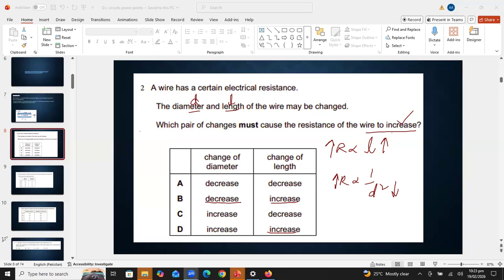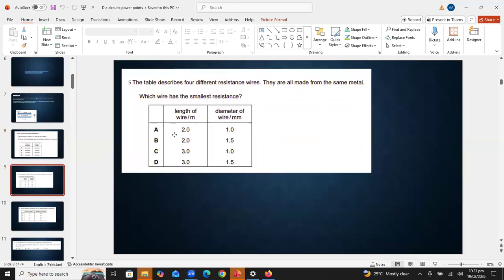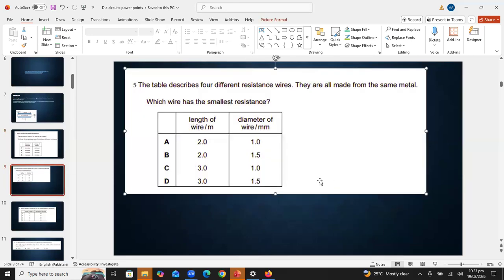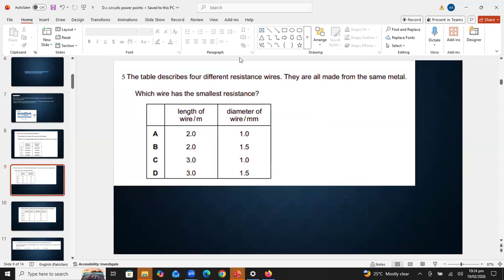Okay, good. Now I'm going to clear the screen and let's look at the next question, question number 5. They are saying the table describes 4 different wires. They all are made from the same metal. Look, beta, if all the wires are made of the same metal, it means they will have the same resistivity. So resistivity will be the same for all wires. Now they are asking which wire has the smallest resistance.